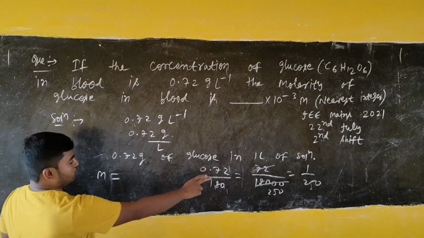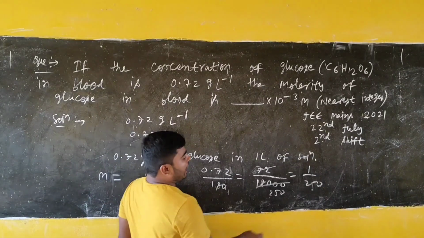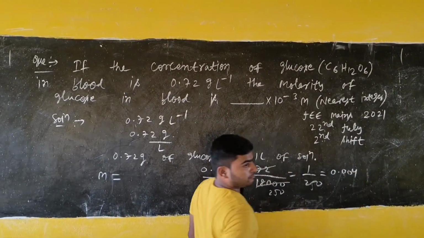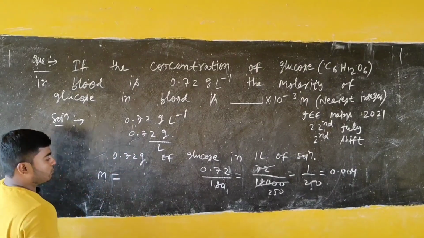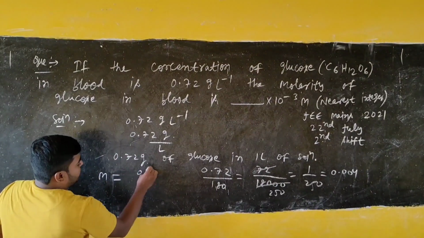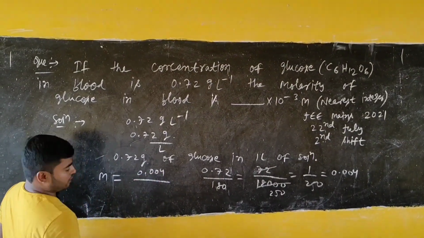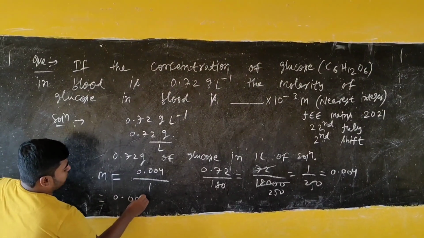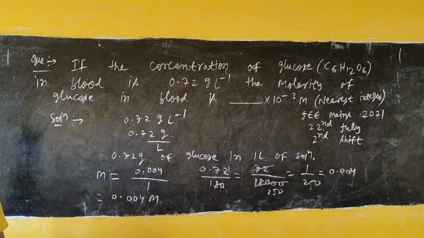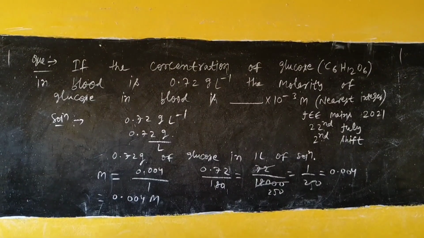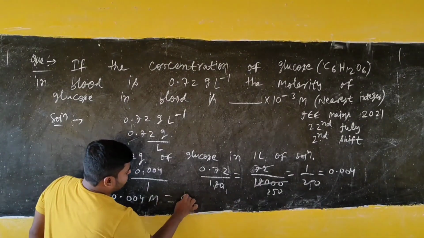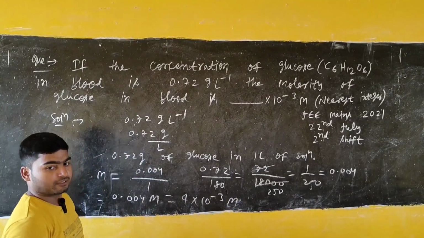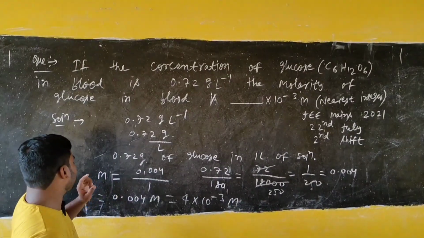So the moles of glucose you are getting as 1 by 250, and if you solve it, you will get 0.004 moles. Then 0.004 divided by the volume of solution, which is 1 liter. So the molarity you will get as 0.004 molar. You can write it as 4 into 10 to the power minus 3 molar. So this is the final answer of molarity.